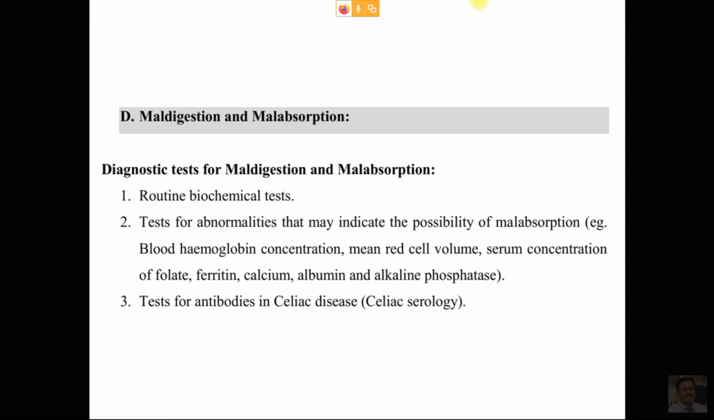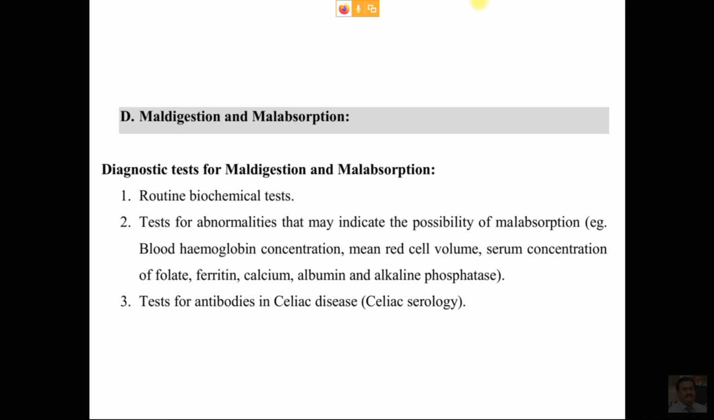Okay, so maldigestion and malabsorption may create a complication in the absorption of heme, that is Fe ion, and also the protein concentration, and also all the vitamins related to heme metabolism. So the blood heme may be disturbed only by maldigestion and malabsorption.